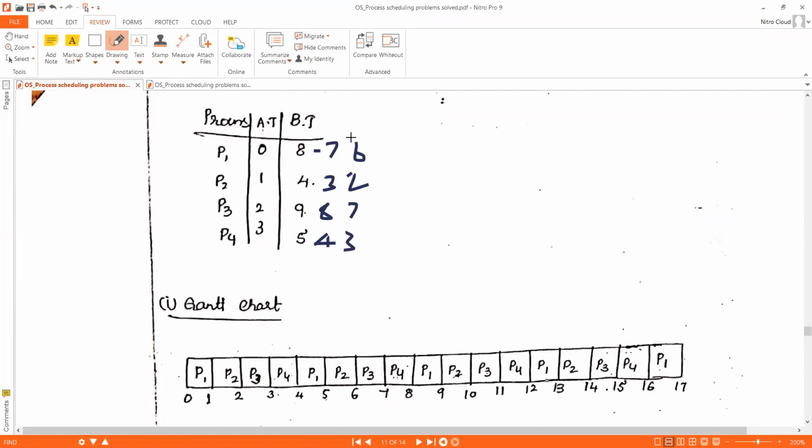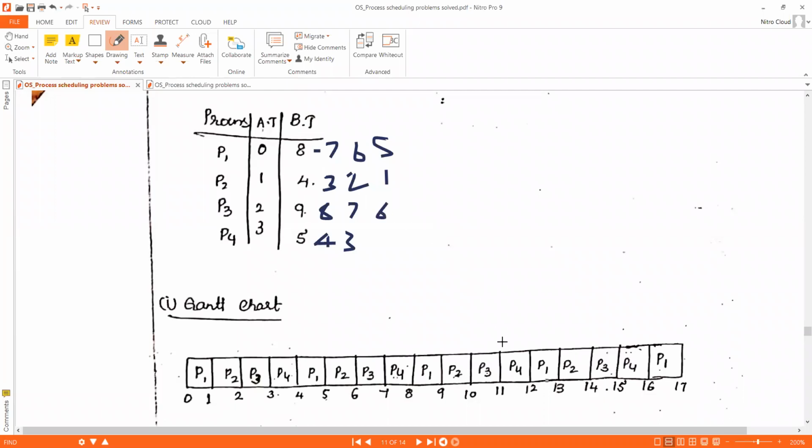Again, the CPU will be given to process 1. Process 1 has 6 milliseconds remaining, and the CPU will execute it for 1 millisecond. What is the remaining burst time for process 1? It is 5 milliseconds. Now again the CPU will be given to process 2. Its remaining burst time is 1 millisecond. Now again the CPU will be given to process 3. Its remaining burst time is 6 milliseconds now.